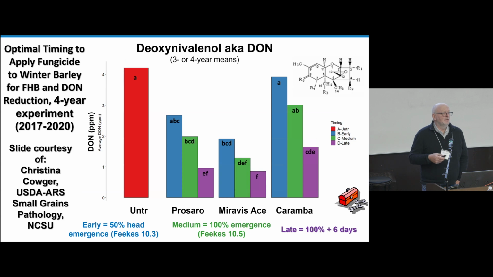If we look at barley, Christina Cowger is a colleague in North Carolina. They have quite a significant craft brewing industry. They love to use locally sourced malt barley. They can't, because of Fusarium graminearum and Dawn issues. So they looked at timing. They looked at untreated, that red bar, and they looked at Prosero, Miravis Ace, and Caramba. And again, the same trend. The early application really compromised your level of control. The 100% head emergence improved it, but it was really 6 days after 100% head emergence, so getting towards the latter part of that label window or even beyond that.